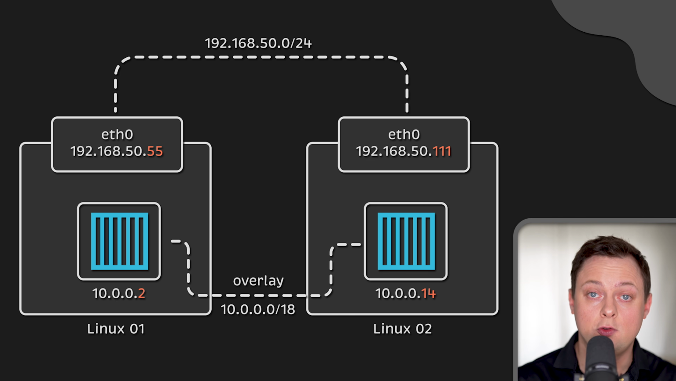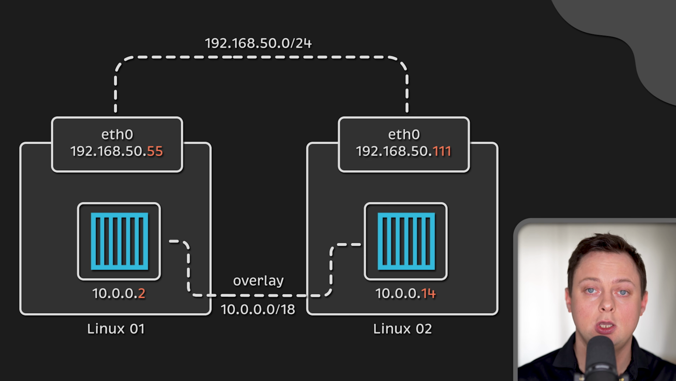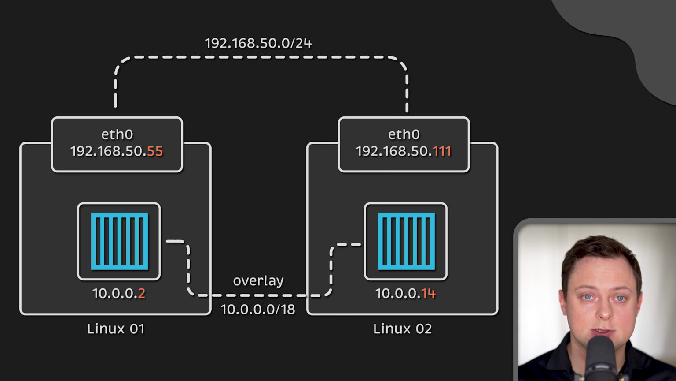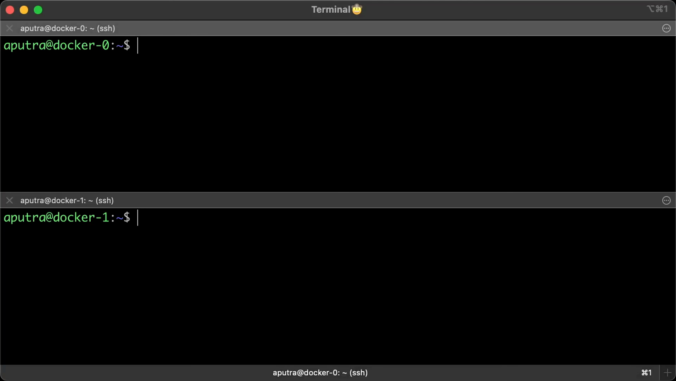In my opinion, if you really want to manage your containers at scale, especially in production, you should consider using Kubernetes. Most people use overlay with Docker Swarm, but in this demo, I want to show you how to connect individual containers to the overlay network.